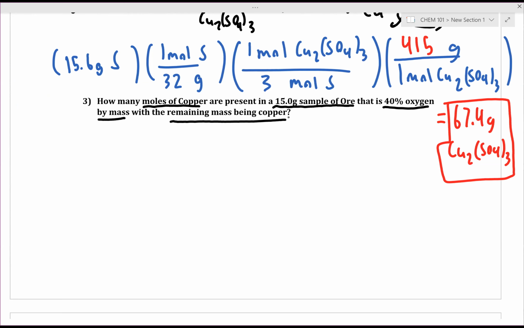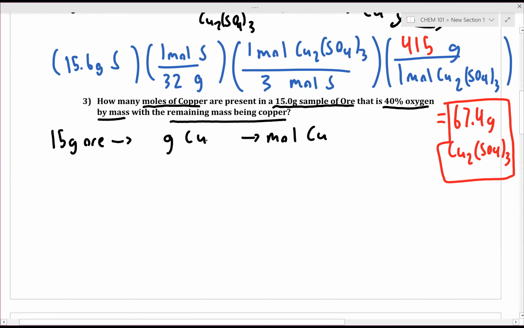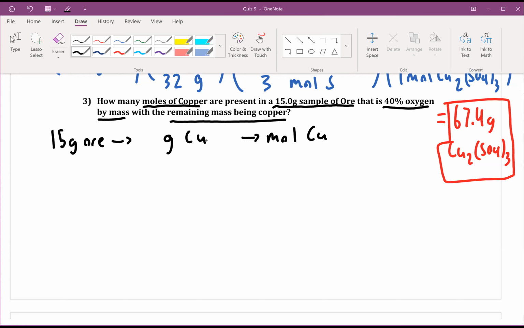So then, we are given that we have 15 grams of ore. And in the end, we want to be able to report the moles of copper. Now, in order to get the moles of copper, what will we need to calculate? Yes, and the grams of what? Copper. Exactly right. Okay, now that we have this scheme in hand, let's think about what conversion factors we'll need.